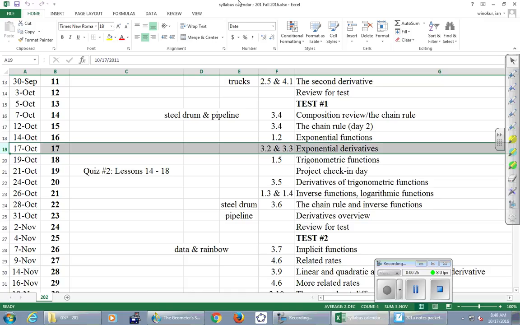And then on Friday's class, is that right? No. Friday's class is our project check-in day, and then Monday next week we'll do derivatives of the trig functions that we're reviewing. All right, so Friday coming up is our project check-in day. Also on Friday, I will hand you quiz number 2. You'll take it over the weekend and give it back to me on Monday. Questions on the calendar?